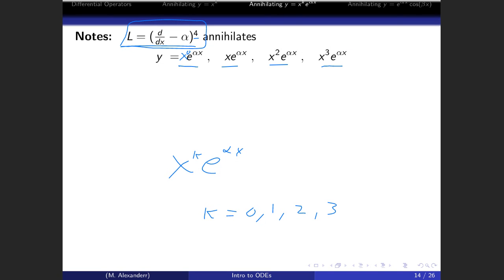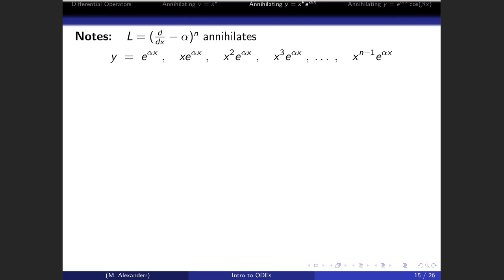And one other thing that I want to mention is these functions are linearly independent. These 4 functions are linearly independent. So you have to remember what that means. The easy check would be to check the Wronskian. So these are four linearly independent functions that are cancelled by the blue operator.